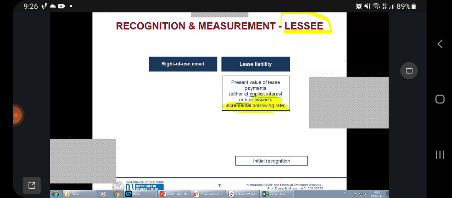I have a question. So when we rent a house, how can there possibly be an incremental interest rate? Because it's the same amount every month.